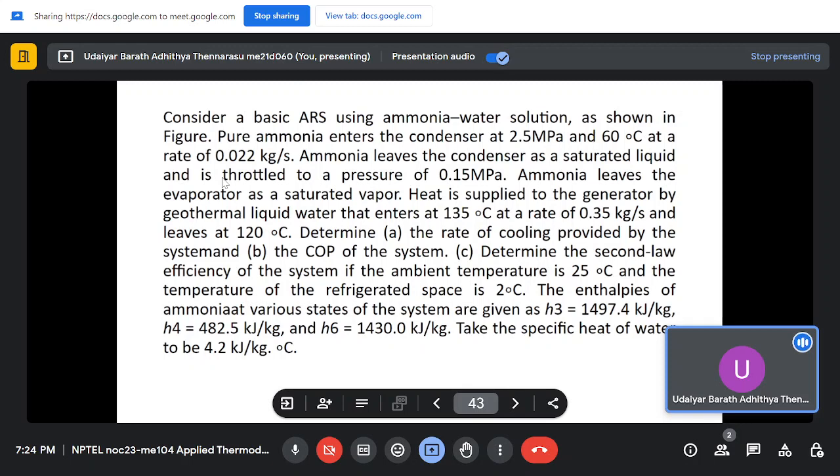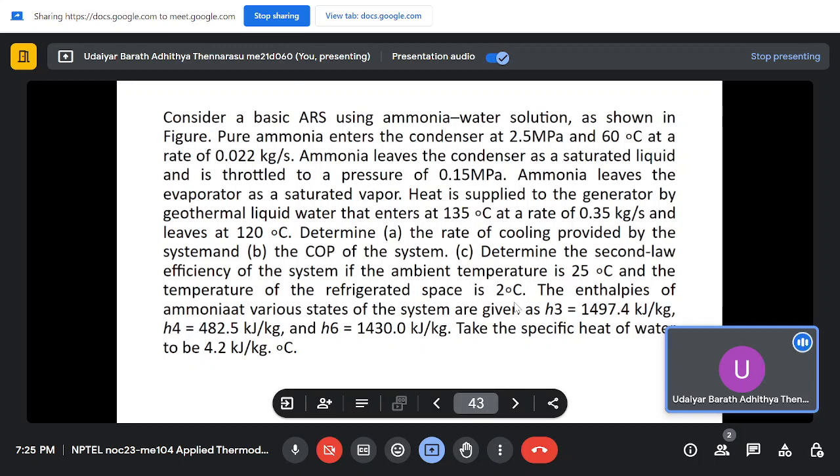Heat is supplied to the generator by geothermal liquid water that enters at 135 degrees Celsius at a rate of 0.35 kg per second, and it leaves at 120 degrees Celsius. So this is in the generator. Now determine the rate of cooling provided by the system and the COP of the system. Determine the second law efficiency of the system if the ambient temperature is 25 degrees Celsius and the temperature of the refrigerated space is 2 degrees Celsius.